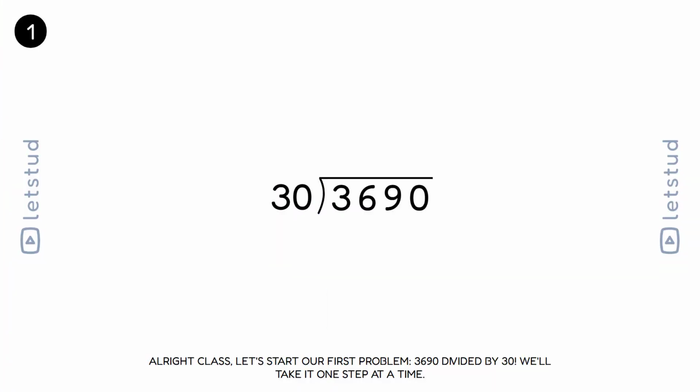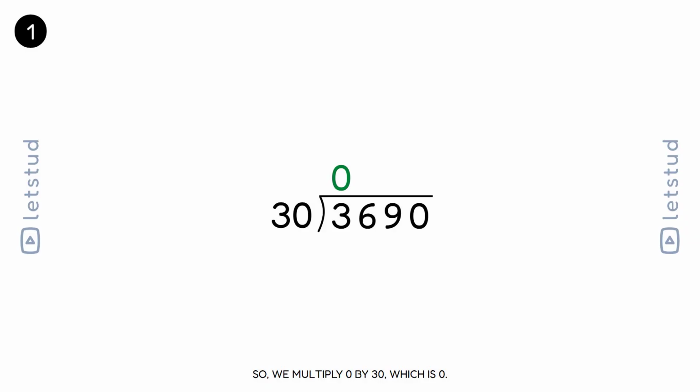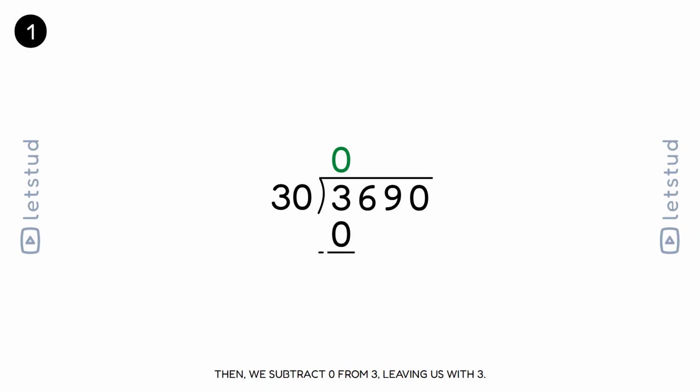Alright class, let's start our first problem. 3690 divided by 30. We'll take it one step at a time. We look at the first digit of the dividend, which is 3. How many times does 30 fit into 3? It fits 0 times. So we multiply 0 by 30, which is 0. Then we subtract 0 from 3, leaving us with 3.